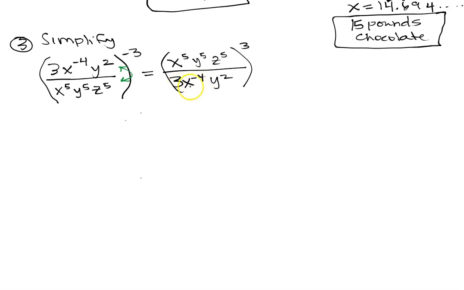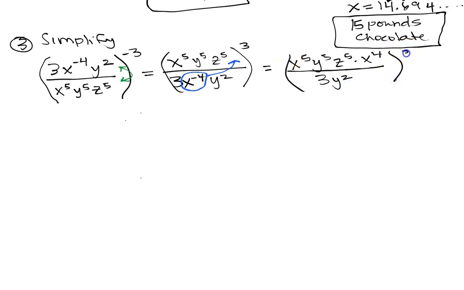Again, I just don't like having negative exponents. So I'm going to take this x to the -4th power. It's unhappy down here, so I'm going to flip it upstairs where it's going to be happy. So then we'll have all positive exponents. So when I do that, I get x to the 5th, y to the 5th, z to the 5th, and then I also have x to the 4th when I flip that up there. And then on the bottom, I have 3y squared. And again, this is still all raised to the 3rd power.